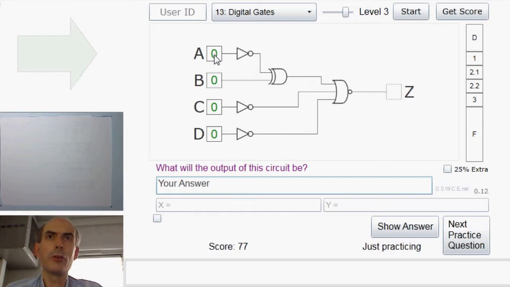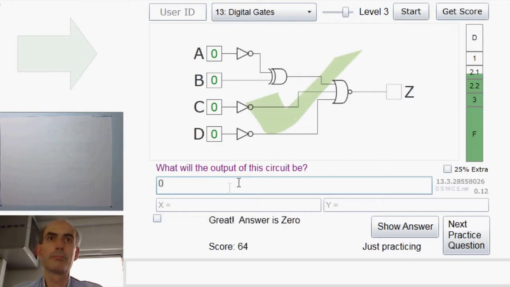If A is 0, then this point here must be a 1. And B is 0, this is a XOR gate, and the two inputs are different. This is a 1, this is a 0, so this will be a 1. C is 0, so this point here will be a 1. D is 0, so this point here will be a 1. So all three inputs to this NOR gate are a 1. And if all three inputs to a NOR gate are a 1, then the output must be 0. In fact, if any input to a NOR gate is 1, the output is 0, so I didn't really need to consider C and D at all. Anyway.